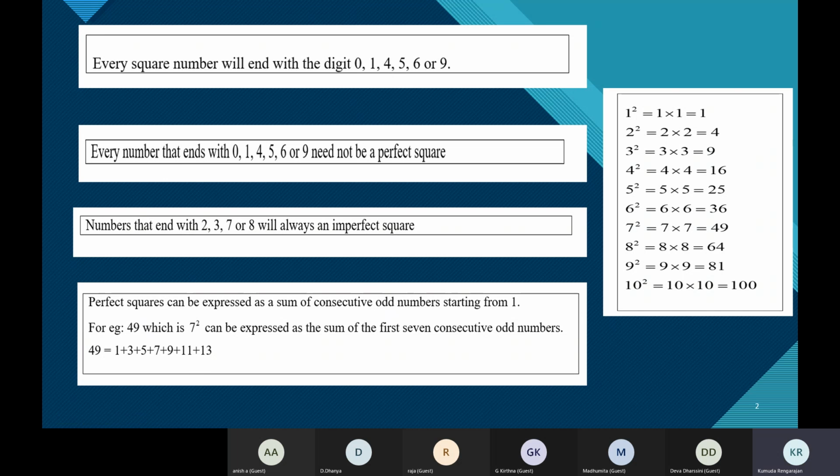49 is a perfect square, which is nothing but 7 squared. You get that number 7 from there. So 49 can be expressed as the sum of the first 7 odd numbers. So 49 is equal to 1 plus 3 plus 5 plus 7 plus 9 plus 11 plus 13. That is 1, 2, 3, 4, 5, 6, 7.